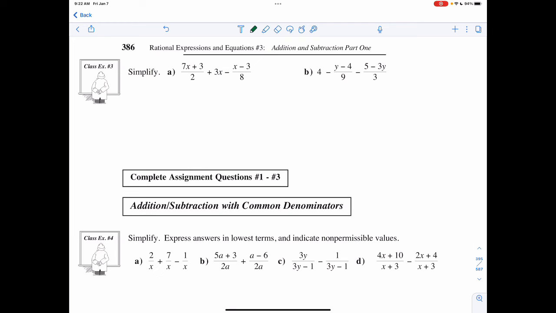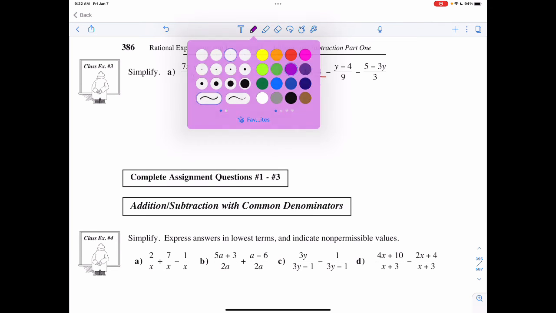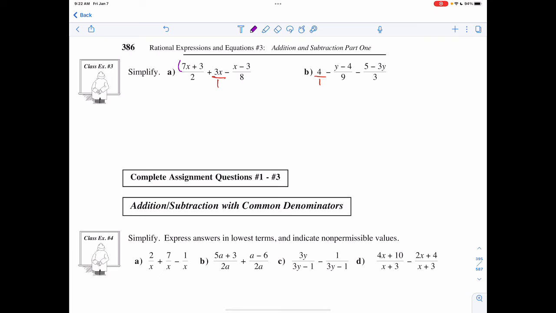Anytime I wind up with a term that doesn't have a denominator, I just need to remember that's the same as it being over 1. And then my process is exactly the same as what we've previously been doing. Put brackets around the numerator if there's more than one term. The common denominator between 2, 1, and 8 is going to be 8, so I'm going to multiply the first set by 4. The second one by 8. And the last one by 1.